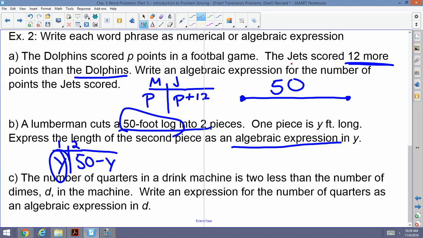If I cut it into two pieces, and this is 20, what does this have to be, my brother? No. Do the math. The whole thing is 50. I cut 20 feet off of it. What am I left with?